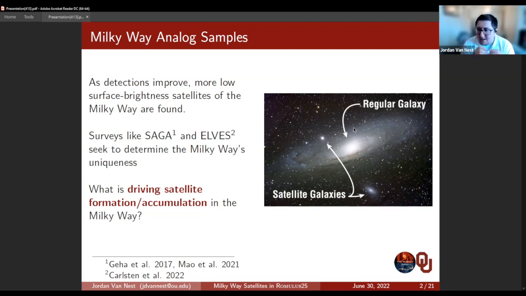But regardless of the answer to uniqueness, there's a parallel or maybe even more foundational question, and that is what is driving this satellite formation and accumulation in galaxies like the Milky Way? What processes are making the Milky Way unique or not? And that's the question that we sought to answer by studying satellites around Milky Ways in Romulus 25.